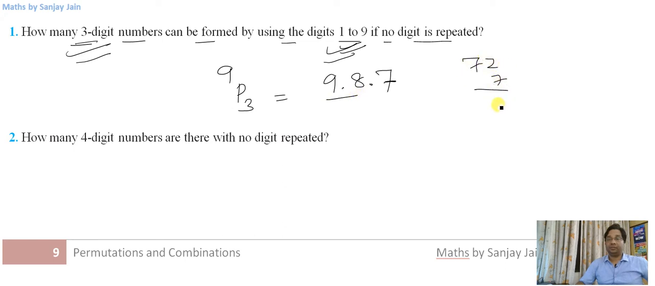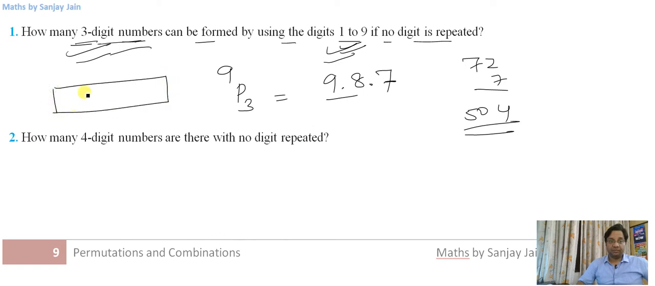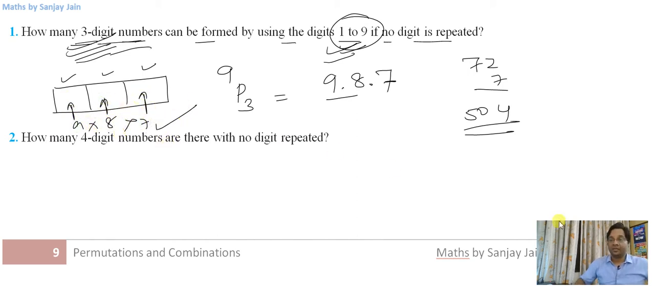So this will be 504 3-digit numbers. Okay. And if you want to calculate it using the fundamental principle of counting, you have to make 3-digit numbers. So you have to fill 3 places, and you have got 9 digits. So the first place can be filled in 9 ways, second in 8, third in 7, and by the fundamental principle of counting, this is the total number of ways.